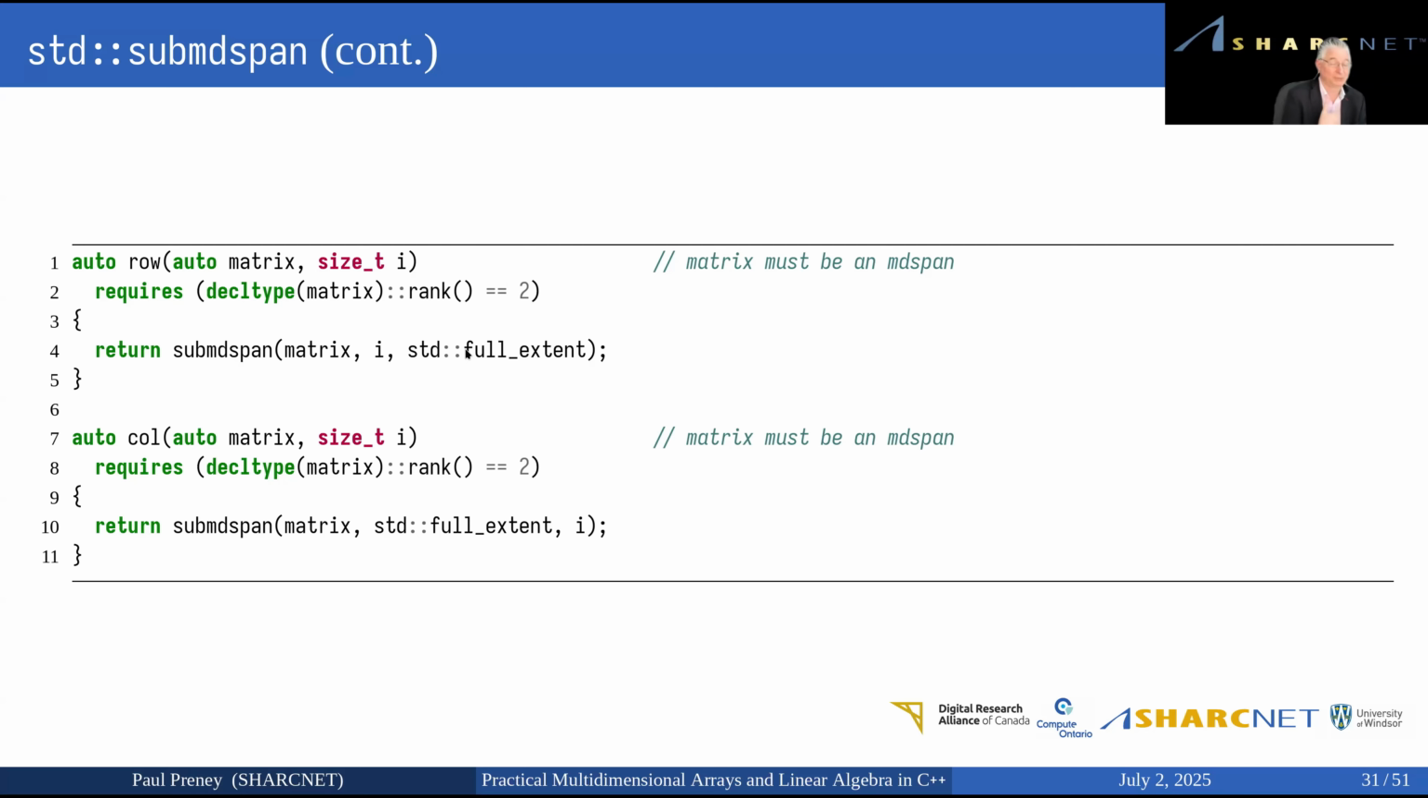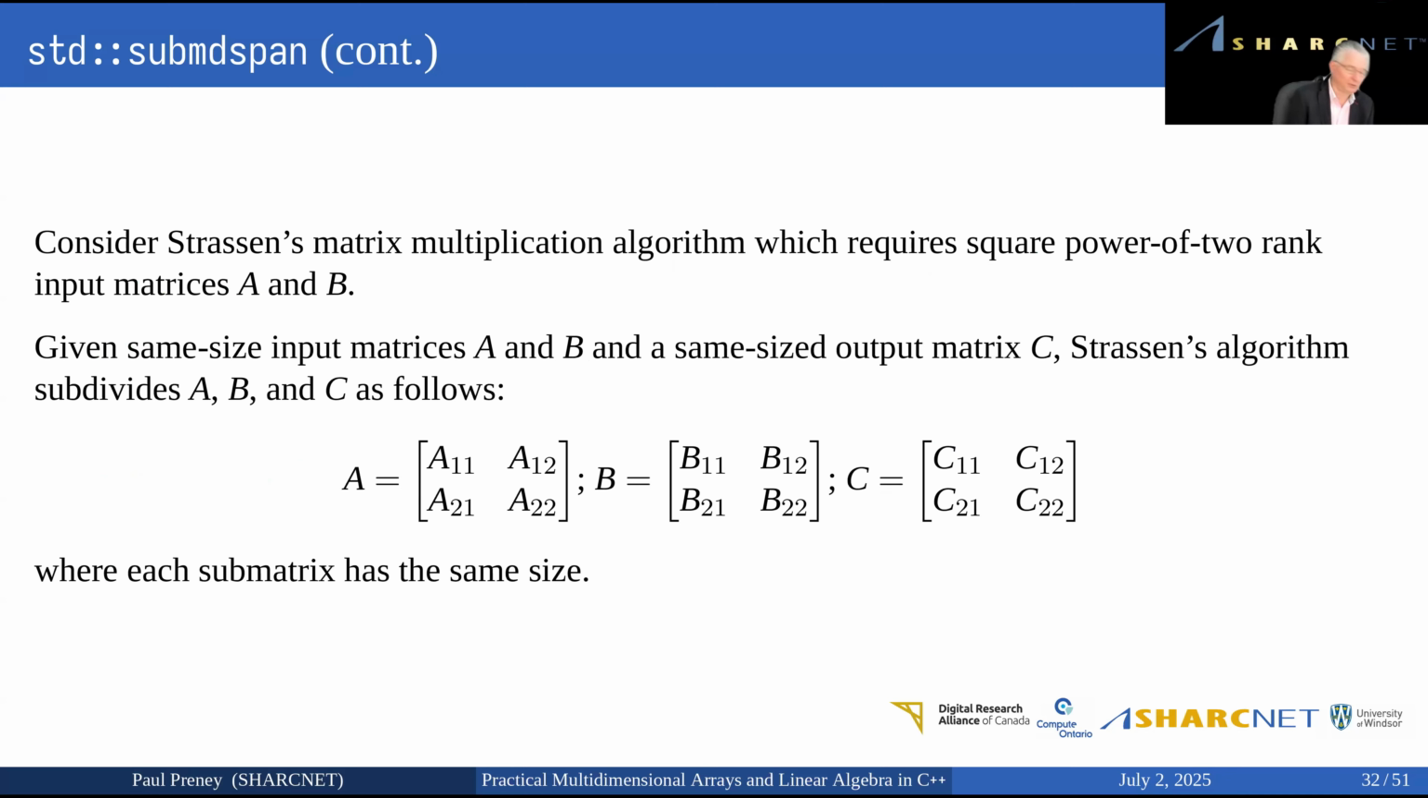So this decreases my rank by 1, right? I'm getting a row back. And here I'm doing the opposite, column. If column is the second one here, then full_extent, comma i, where i is the value I pass in. That's it. That's my slice. So is it uglier than other shortcuts in other programming languages? Sure. It's uglier, but you can do it now, and it's very efficient. Let's see one more example. We're not going to do the full-blown implementation, but let's just see the submdspans being used to do something fancier.